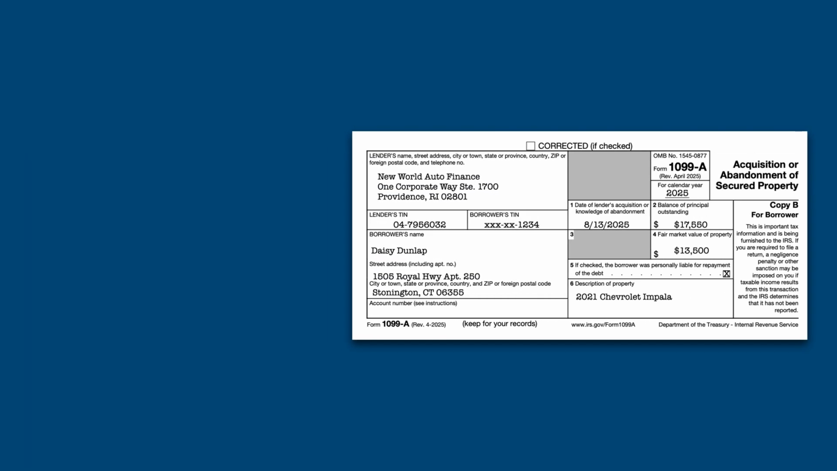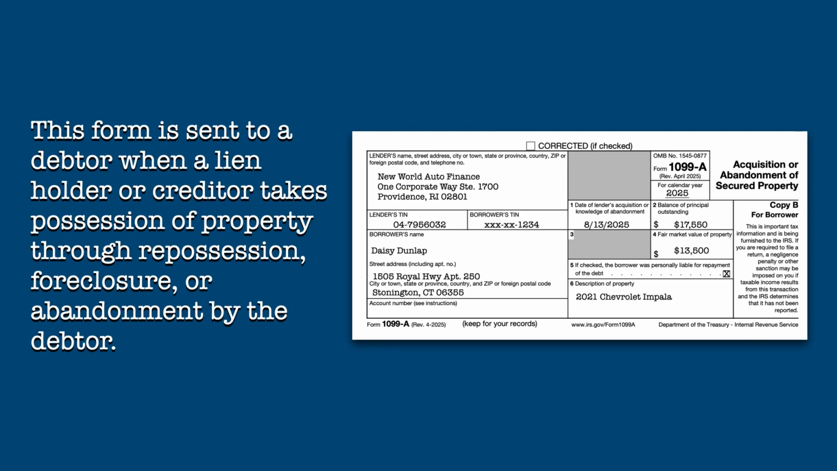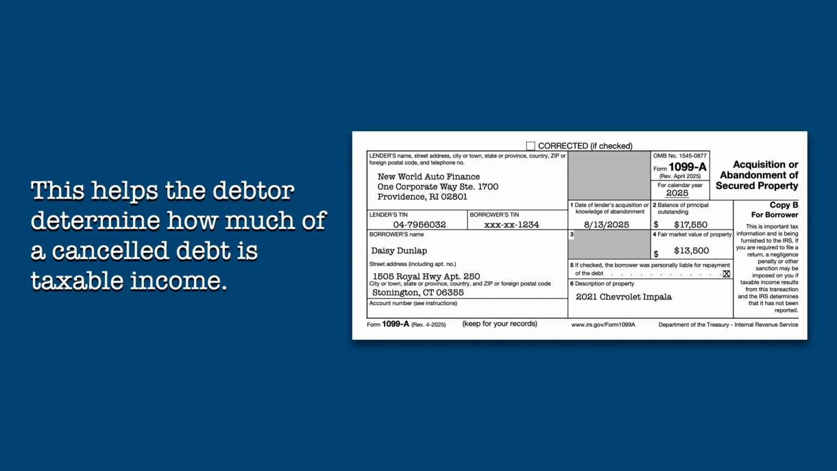Form 1099-A, Acquisition or Abandonment of Secured Property. This form is sent to a debtor when a lien holder or creditor takes possession of property through repossession, foreclosure, or abandonment by the debtor. This helps the debtor determine how much of a canceled debt is taxable income. However, usually this information is provided on Form 1099-C, which we'll look at in a moment.